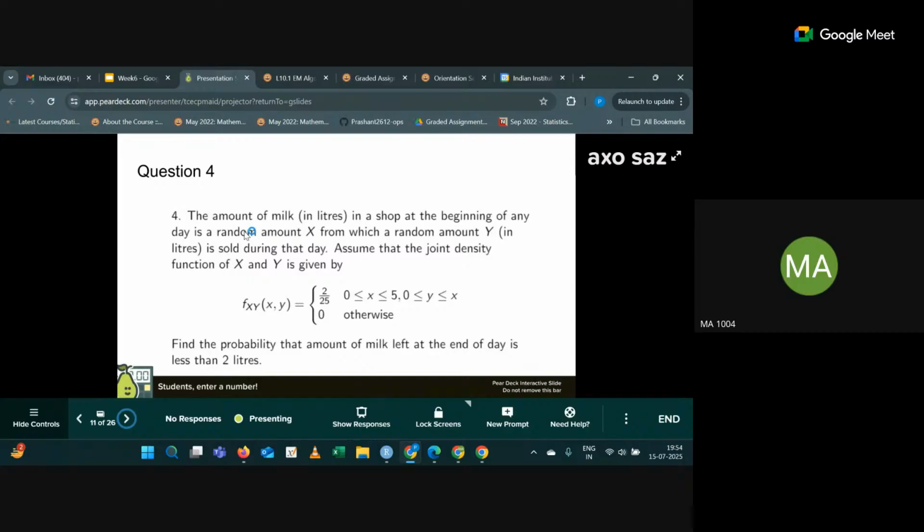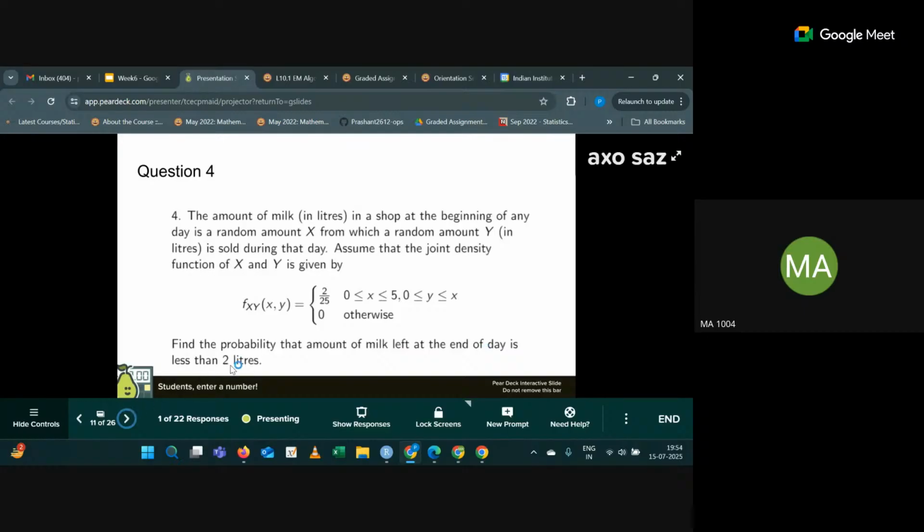Okay, this one. The question says the amount of milk in liters in a shop at the beginning of any day is a random variable x, from which a random amount y in liters is stored during that day. Assume that the joint density function of x and y is given by 2 by 25, where the limit of x is 0 to 5, but y has the restriction 0 to x only. What is the probability that the amount of milk left at the end of the day is less than 2 liters?